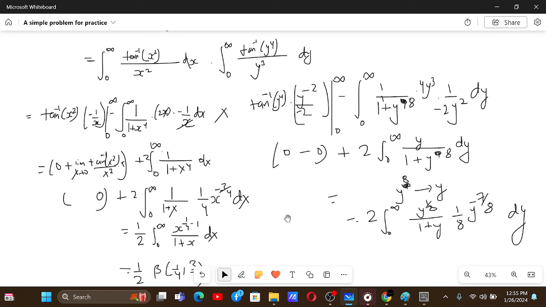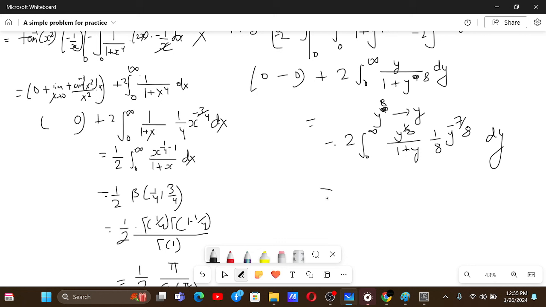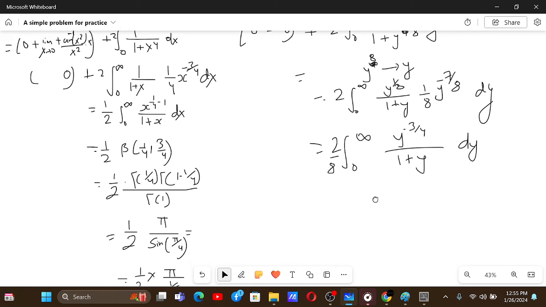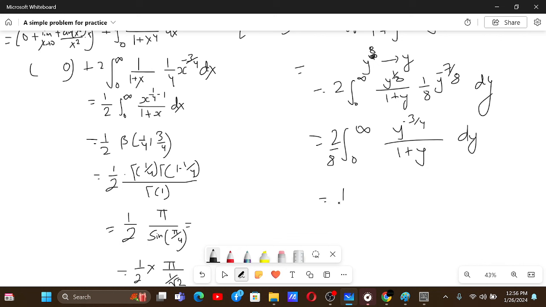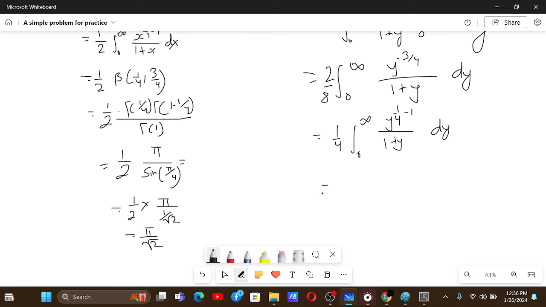And next we will have 2 times the integral from 0 to infinity, and 1 by 8 over here, and this will be y to the power minus 6 by 8, that's y to the power minus 3 by 4, by 1 plus y dy. Now y to the power minus 3 by 4 is just the integral from 0 to infinity of y to the power 1 by 4 minus 1. This is same as earlier. And then we will have 1 by 4.